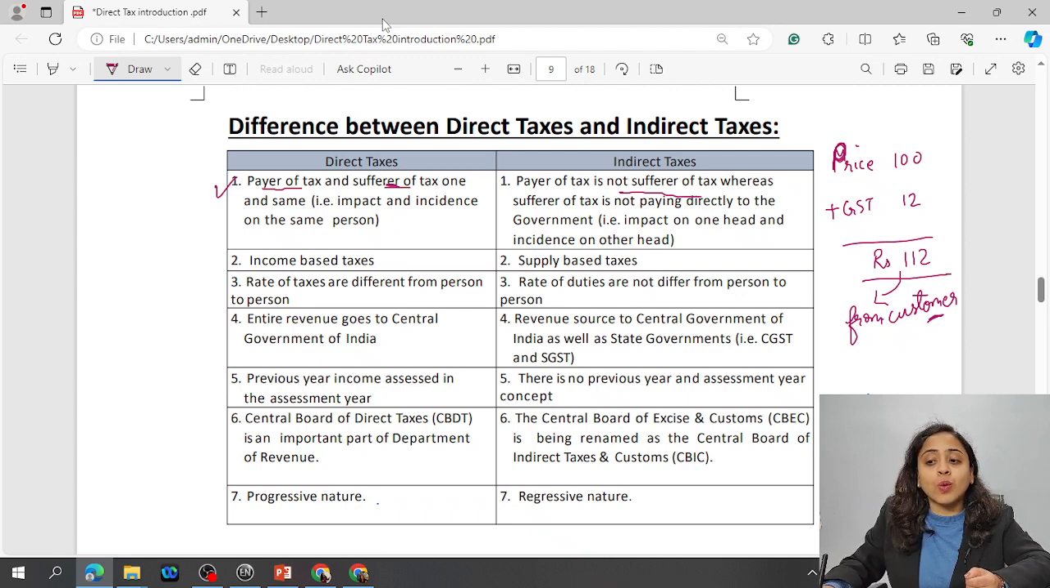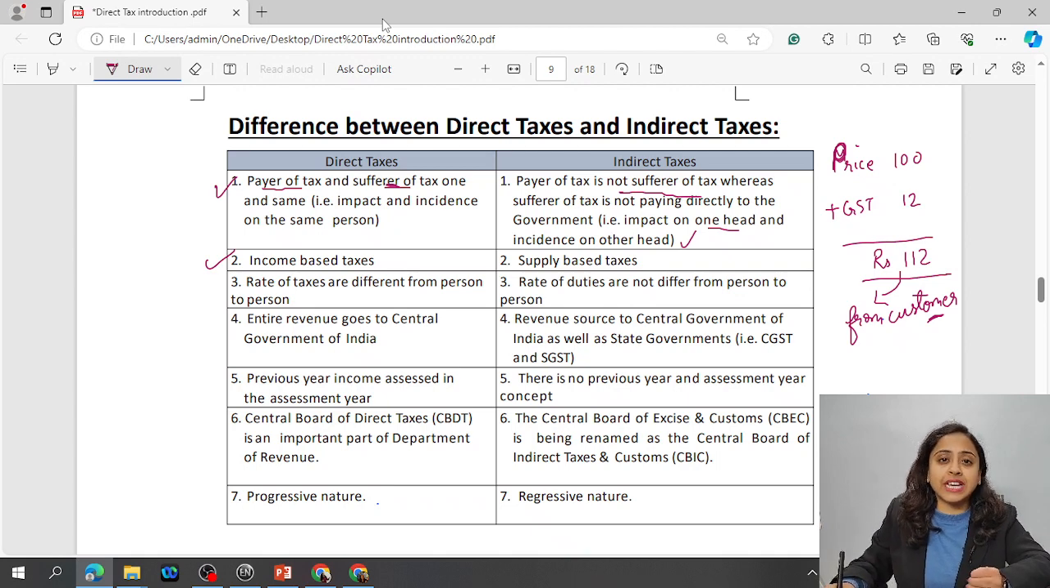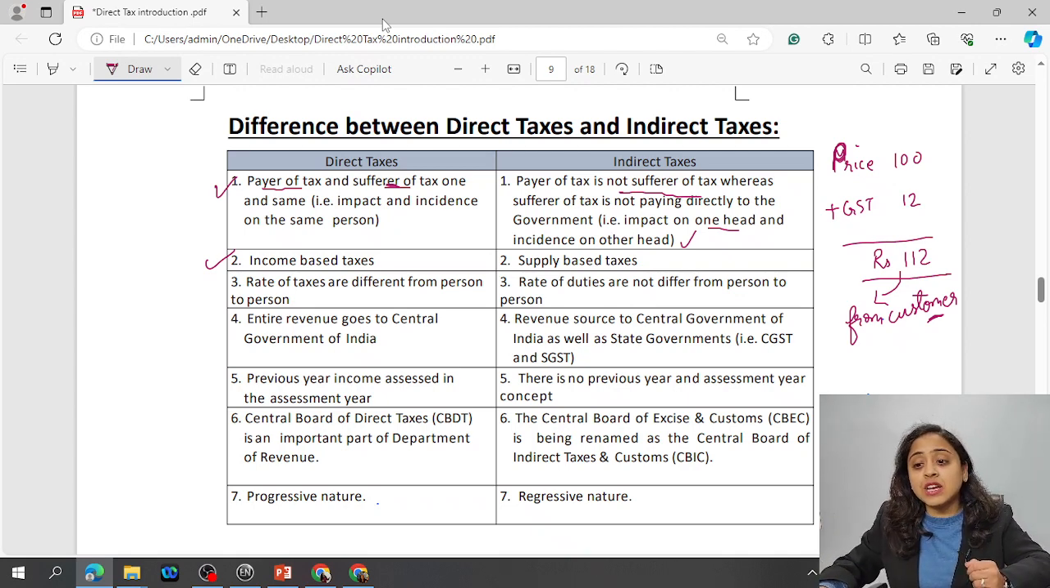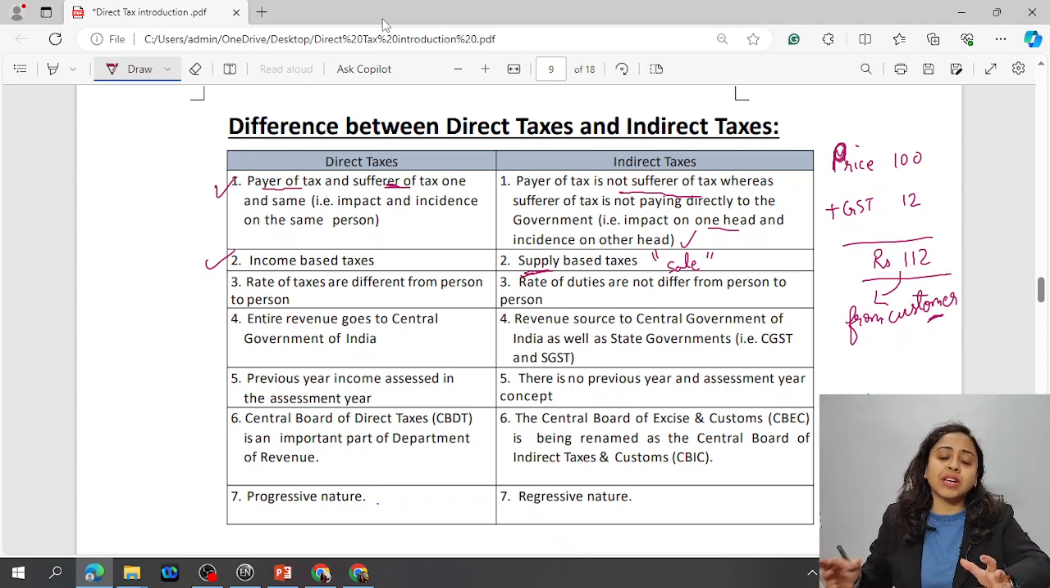Next, impact on one head and incidence on another head. Simple. Next, income based taxes. If we talk about direct tax, income tax, it is applied on the taxable income, wherein indirect tax is applied on the supply. To simplify, you can say that it is a sale, either of goods or services. It is applied on a sale basis. Whenever a sale transaction takes place, this indirect tax is applied. Whereas whenever income is generated, income tax is applied. There are multiple conditions and bars given till which it is exempted.